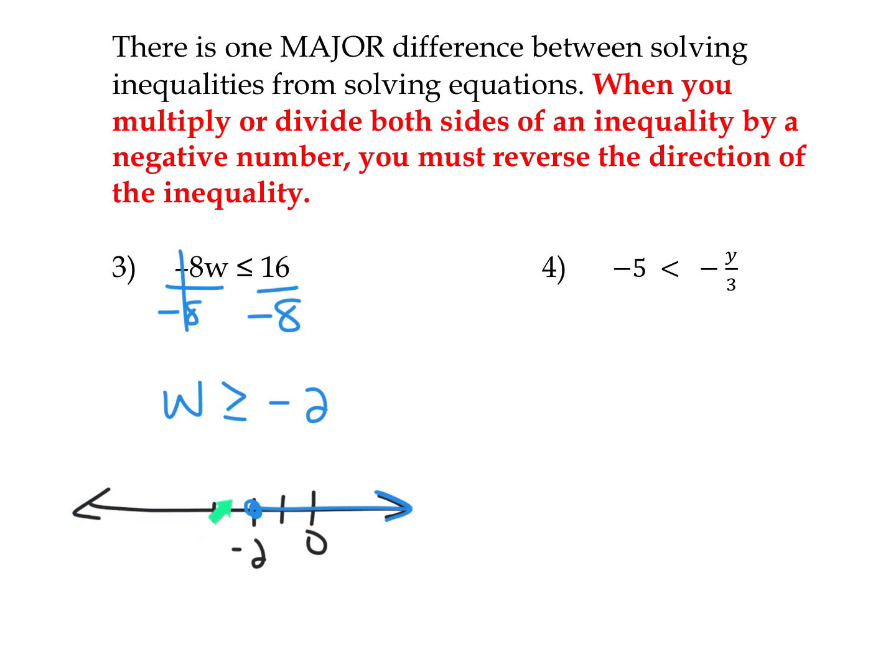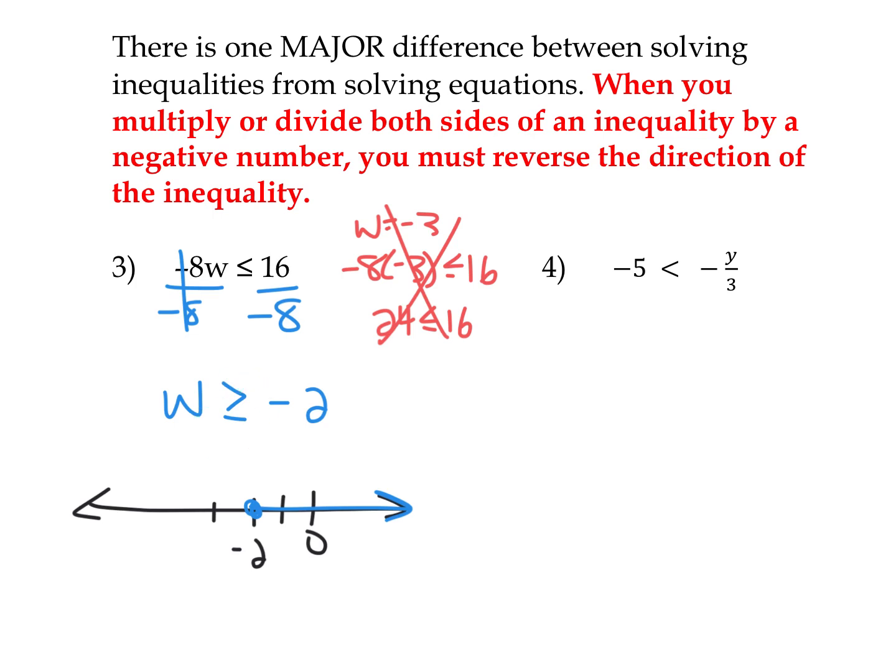Let's say -3. If I said w is -3 and I plugged it in here, I'd have -8 times -3 is less than or equal to 16. That would give me 24 is less than or equal to 16. That's not true. And I would know then that -3 is not a solution if I had my graph going this direction. So I'm going to go back and say, oh, I forgot to switch the inequality.